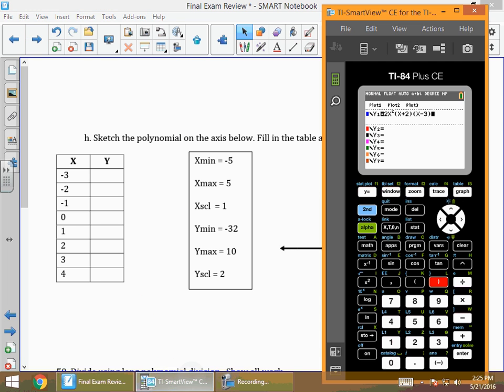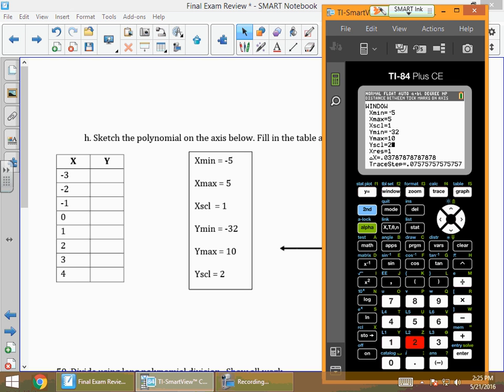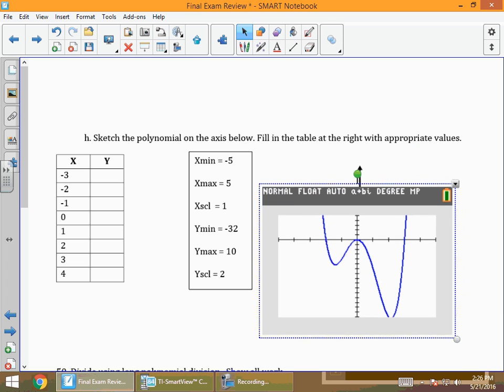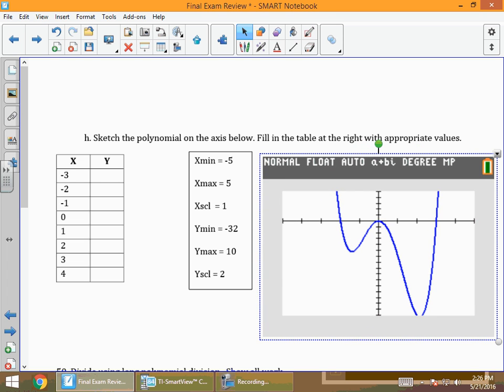let's take a look at the window it tells me to use. So I'm going to hit my window here. It says x min negative 5, x max 5, scale by 1, negative 32 to 10, and scale by 2. Let's take a look at that graph. So I'm just going to steal this picture over here. Instead of taking the time to draw it, you can obviously go ahead and sketch that in yourself.